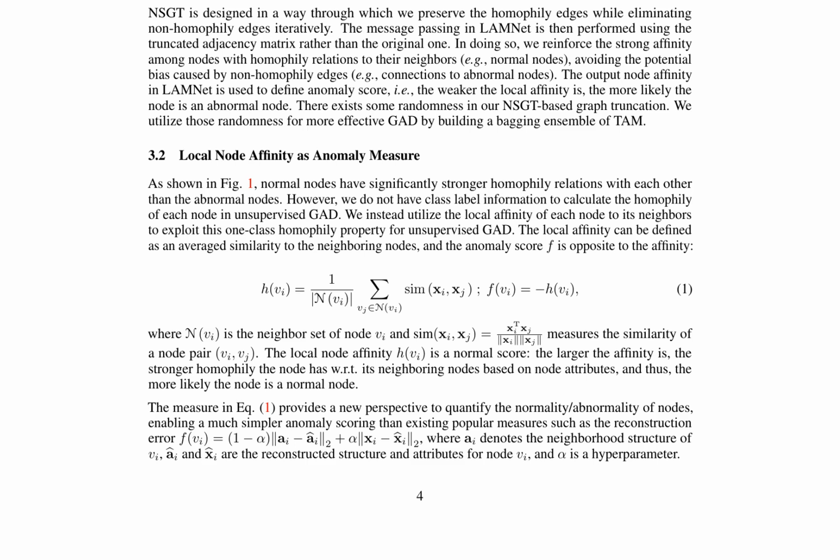The anomaly score is defined as the opposite of the local affinity, calculated as an averaged similarity to neighboring nodes. This score can be used to quantify the normality and abnormality of nodes, providing a simpler anomaly scoring than existing measures. Additionally, the randomness in NSGT-based graph truncation is utilized to enhance the effectiveness of GAD by building a bagging ensemble of TAM models. This novel approach addresses the challenges in unsupervised graph anomaly detection, offering a more precise and effective method for identifying anomalies in graph-structured data.